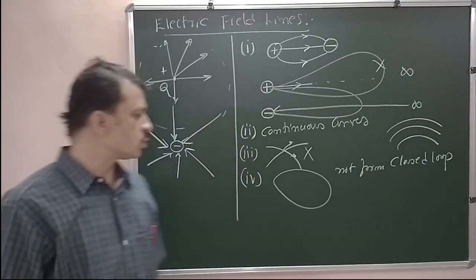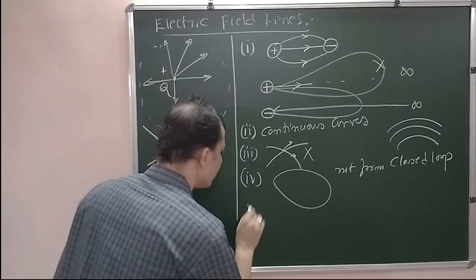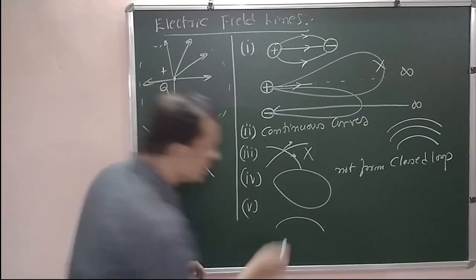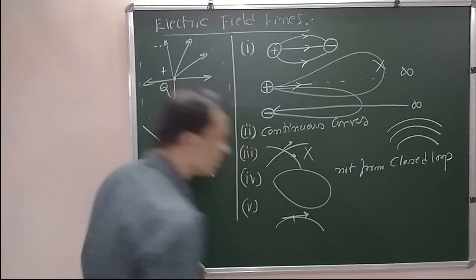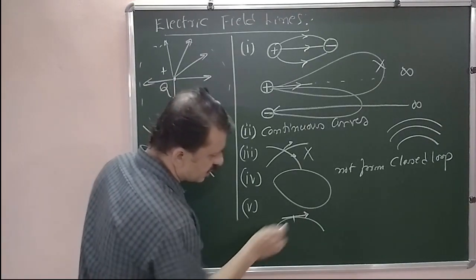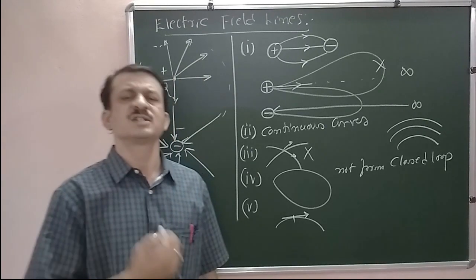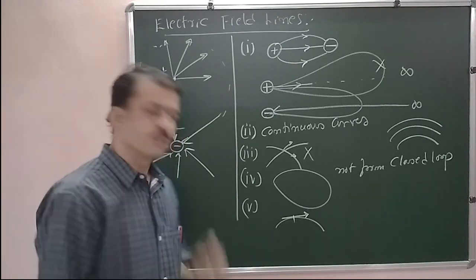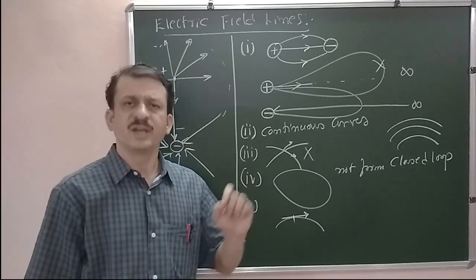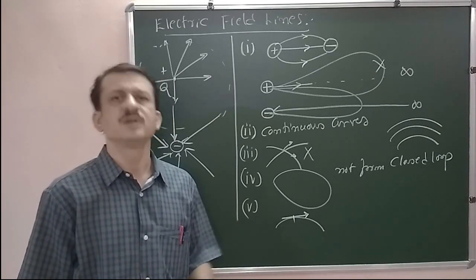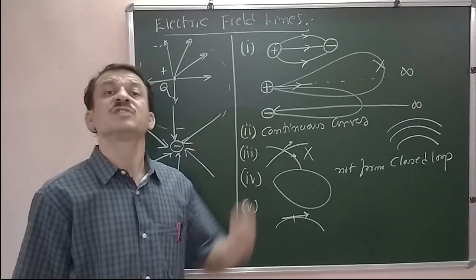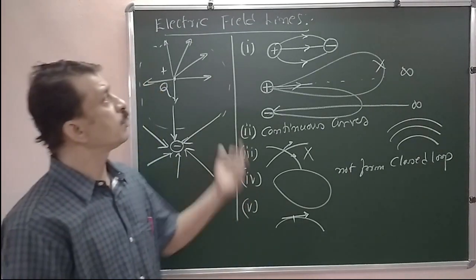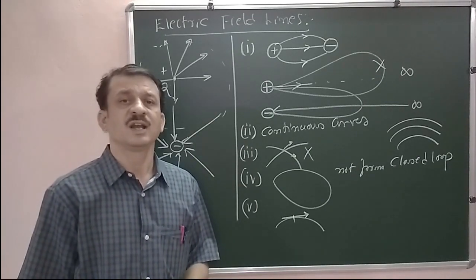They will not form a closed loop. That is one more important property. And the fifth one: if you draw a tangent to the electric field line at some point, this tangent drawn to the electric field line represents the direction of the electric field at that point. The fifth point: the tangent drawn to the electric field lines at a point represents the direction of the electric field at that point. These are some important properties of electric field lines.